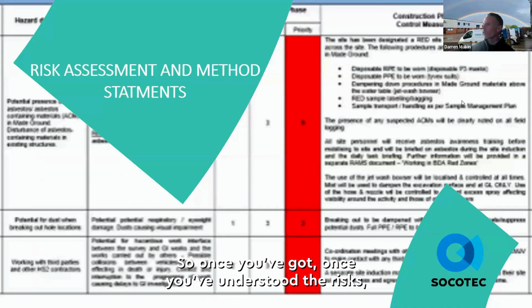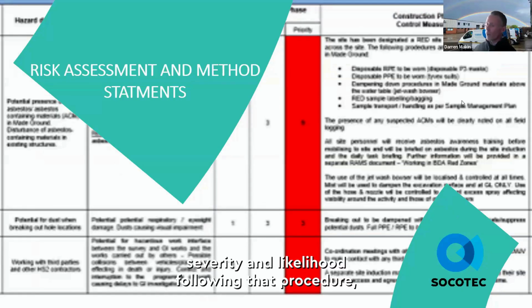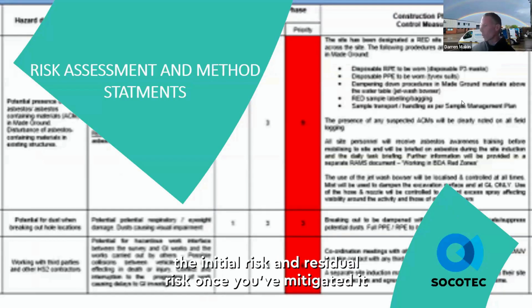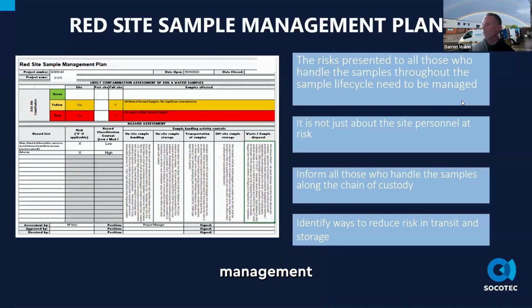So once you've understood the risks, RAMs are critical as for any activity. RAMs identify the hazards, who can be affected, the initial risk, severity and likelihood, following that procedure, the initial risk and the residual risk once you've mitigated it through your mitigation.